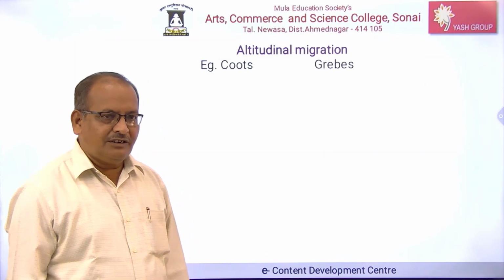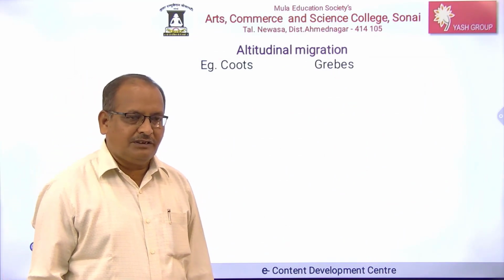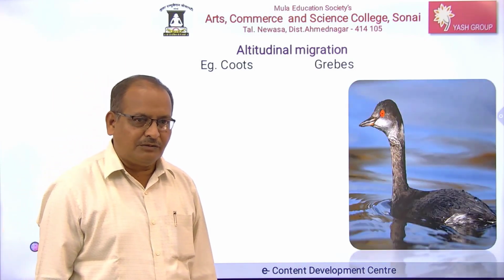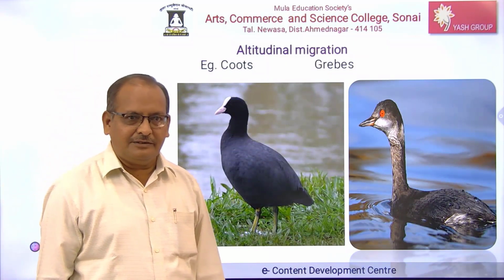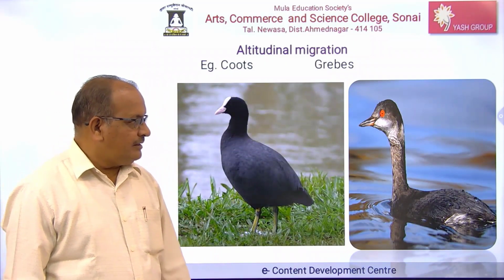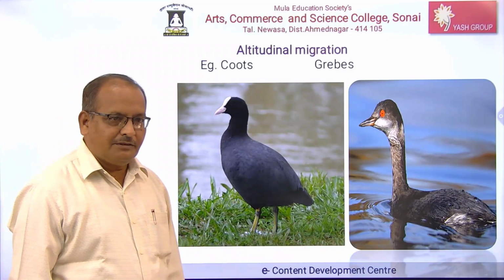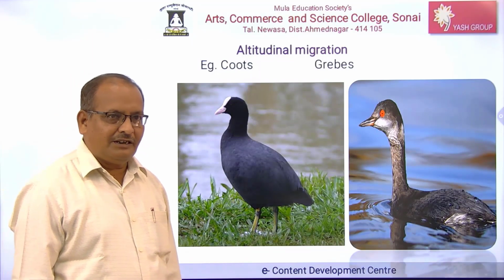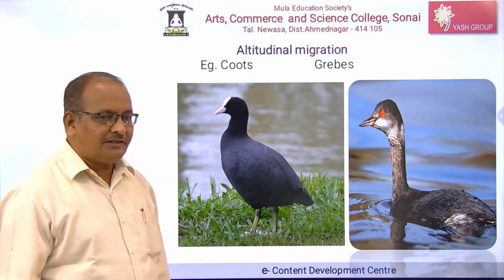The third one is altitudinal migration. Altitude means from the top of the mountain to the plateau, or back from the plateau to the mountains. The two examples are the coots and grebes. These are Indian examples, you can say. They migrate from the top of the Himalaya to the plateau area, and again go back to the Himalaya during the summer season.